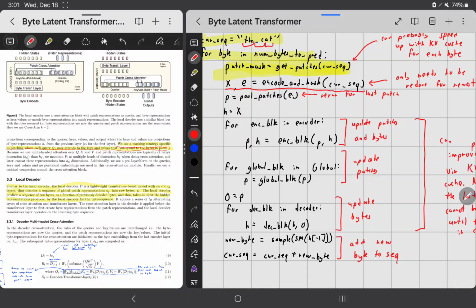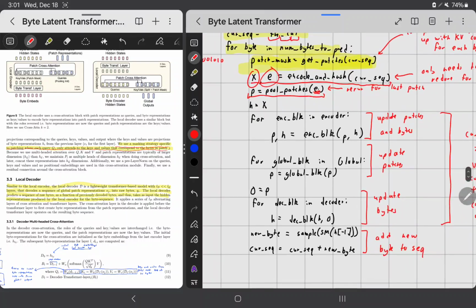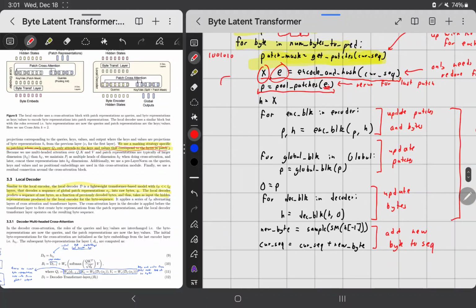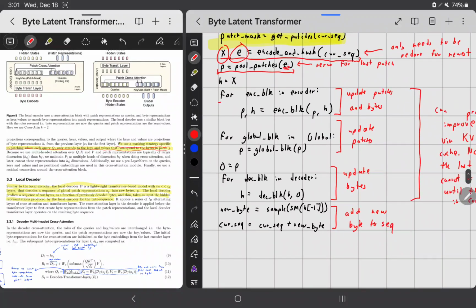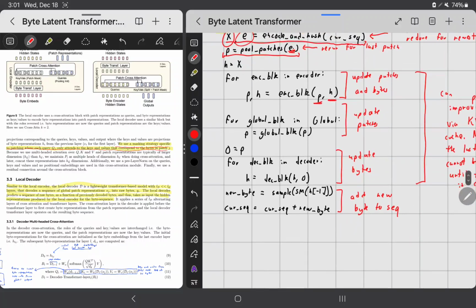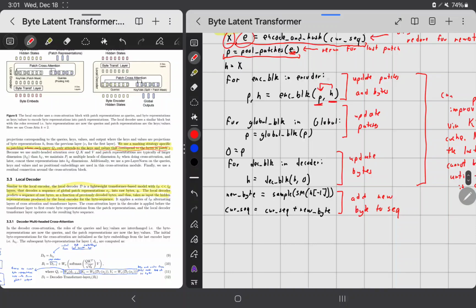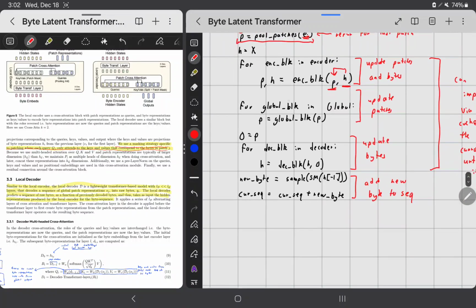You then encode and hash this. So this gives you your X, which is your encoded representation, and E, which is your n-gram encoded representation. You pool E to get your patches, your initial patch representations. That would give you your 3 patches. And then for your encoder blocks, you update both P and H, via cross attention for P, and for H, you do that with a normal transformer layer. So it's distilling the information from H into P, which is distilling the bytes into the patches.